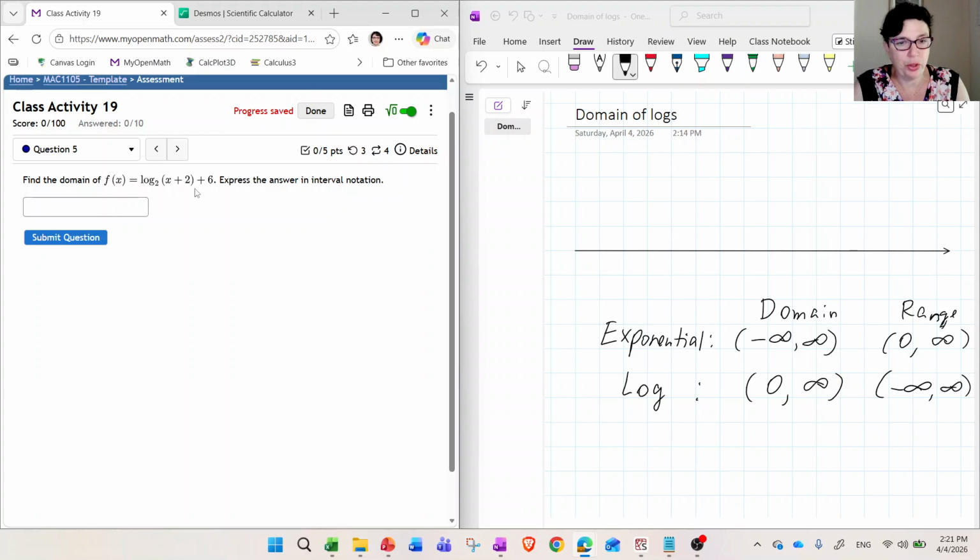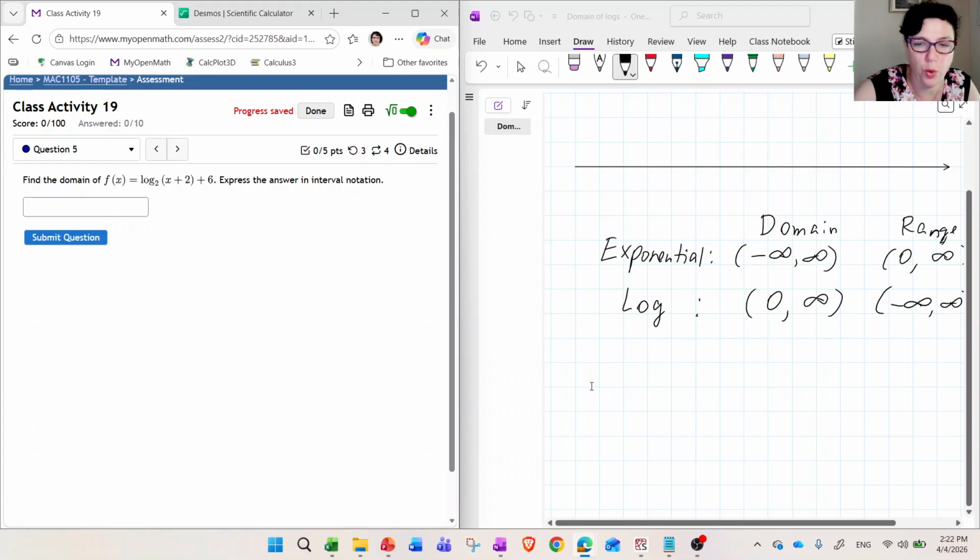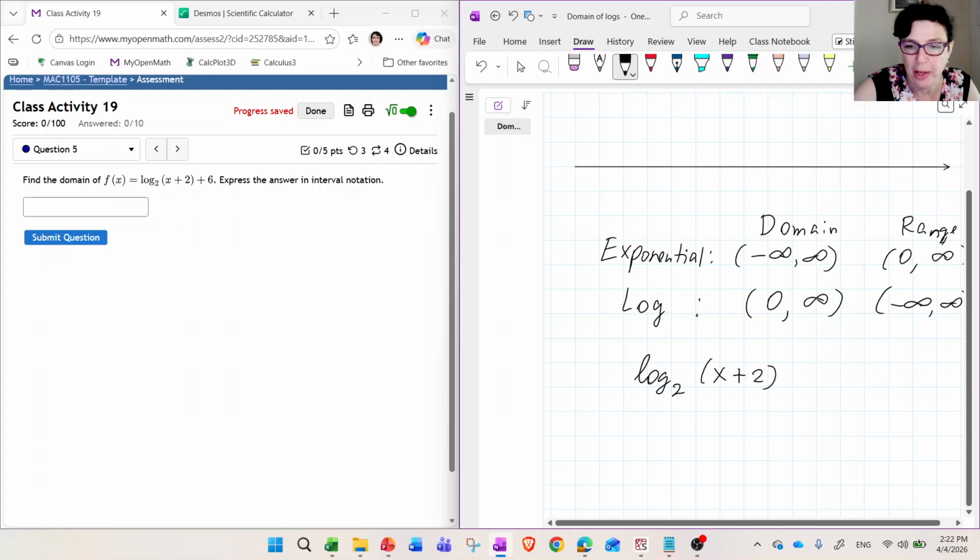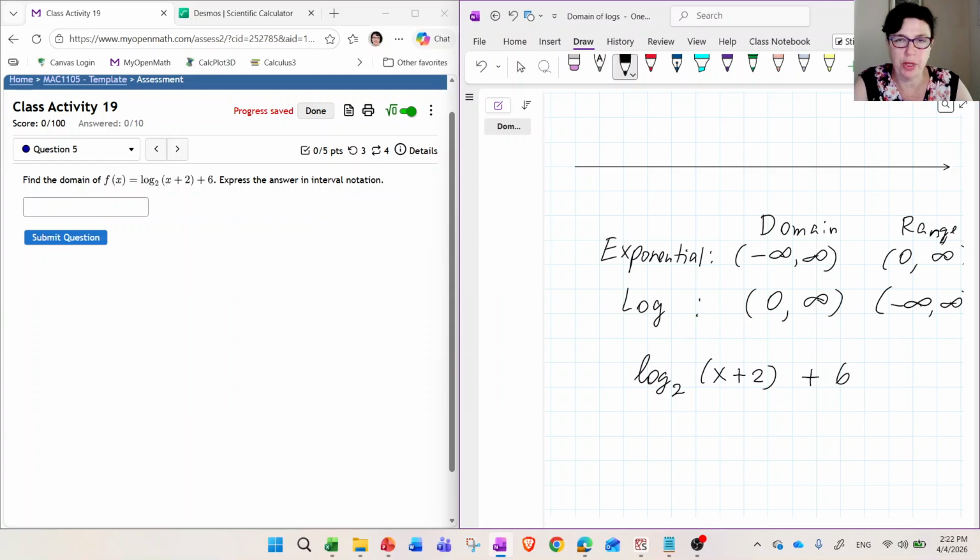Now, let's go back to our specific function. We want to know what is the domain of log with base 2 of x plus 2, plus 6. Here's what I want you to focus on. Do not worry about the plus 6 and don't worry about the base of the log. It actually does not make any difference. So whether it's log with base 2 over here, or 5, or 1/3, or whatever, it makes no difference.